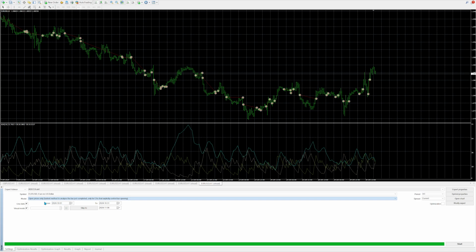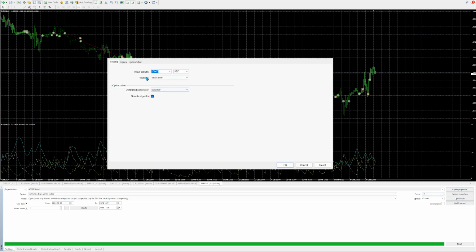For example, stop loss and take profit may be triggered intra-bar, whereas the open prices will only use the open prices. But it's good for rough testing to begin with. For the date, I've just set it to the previous month, and I've also set it to visual mode because I want to just show you how the EA looks.